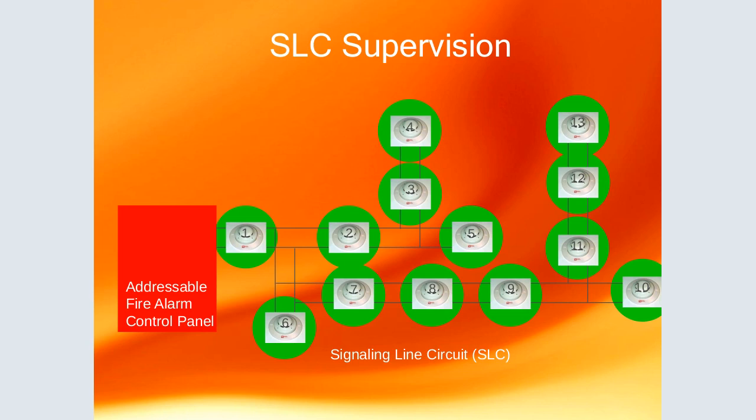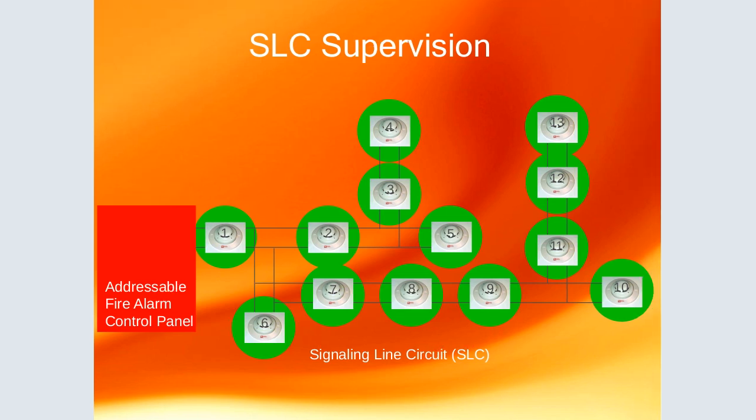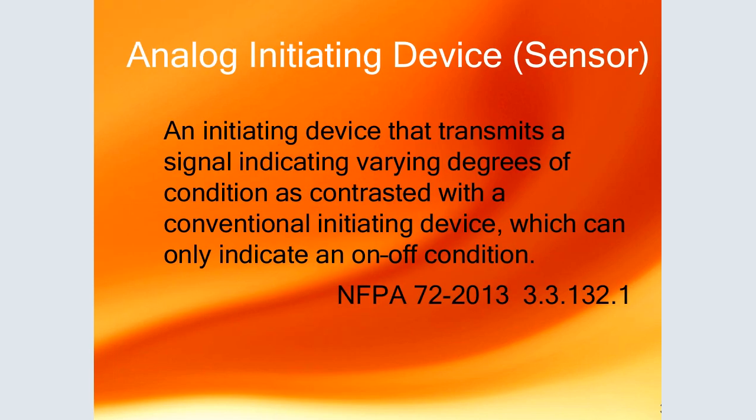The SLC supervision. Now this is the addressable fire alarm control panel. That is the signaling line circuit. That is the meaning of the SLC. So you can see how they are located, how they are installed in different places. Now these are the sounders and the smoke detectors embedded in the sounders, and the way they are installed. Analog initiating device, that is the sensor.